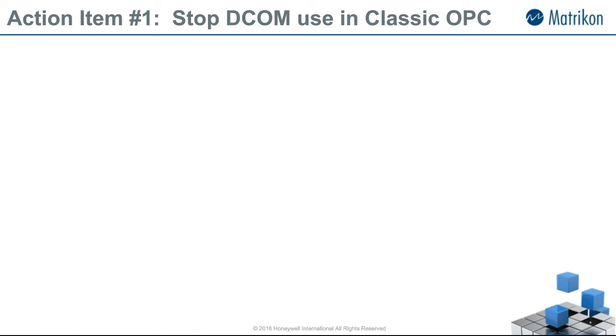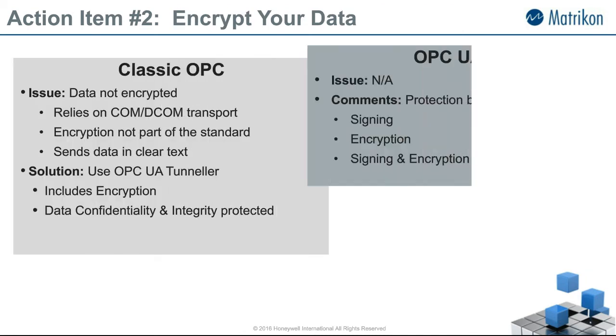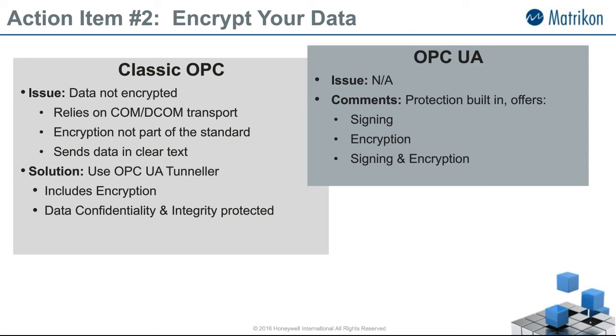Number 2 is to encrypt your data. Now here again, you've got 2 different scenarios. In OPC Classic, there is no encryption. Basically, you're using the COM-DCOM transports. Data is sent as clear text. And again, Tunneler has that built in.